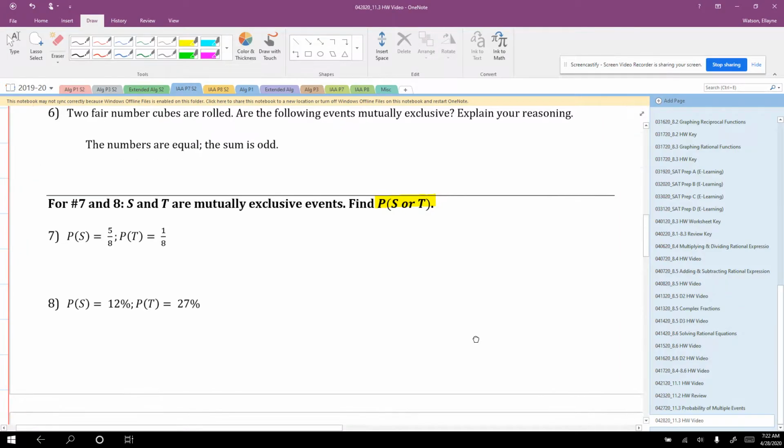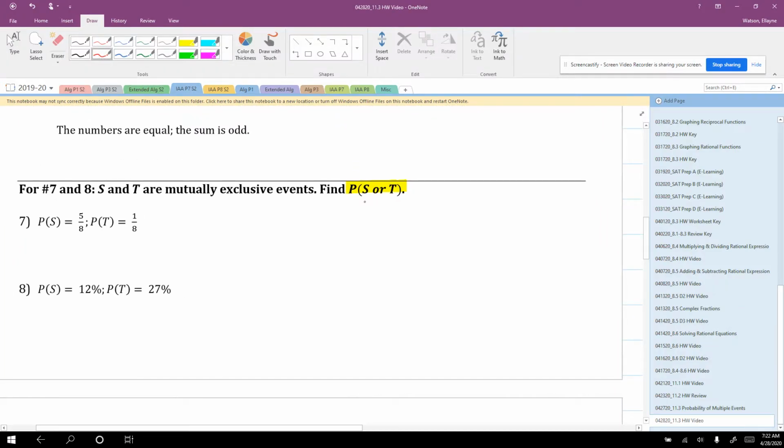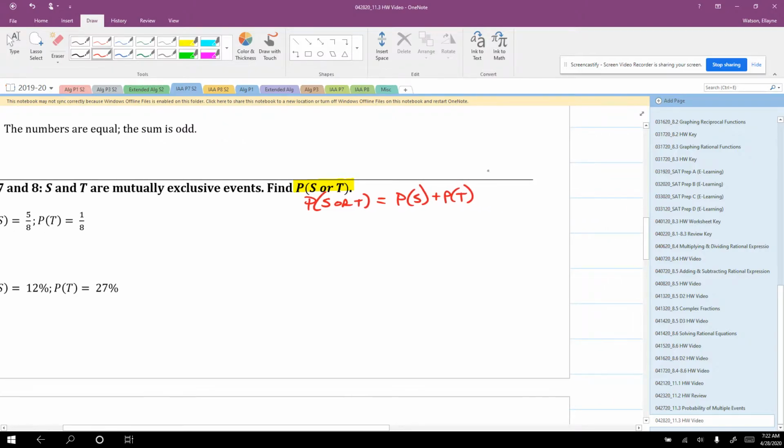Okay, and so our formula that we learned looks like this. Probability of S plus probability of T. And then don't forget minus probability of S and T. However, since these are mutually exclusive, which means that they cannot happen at the same time, this is going to be 0 if mutually exclusive.